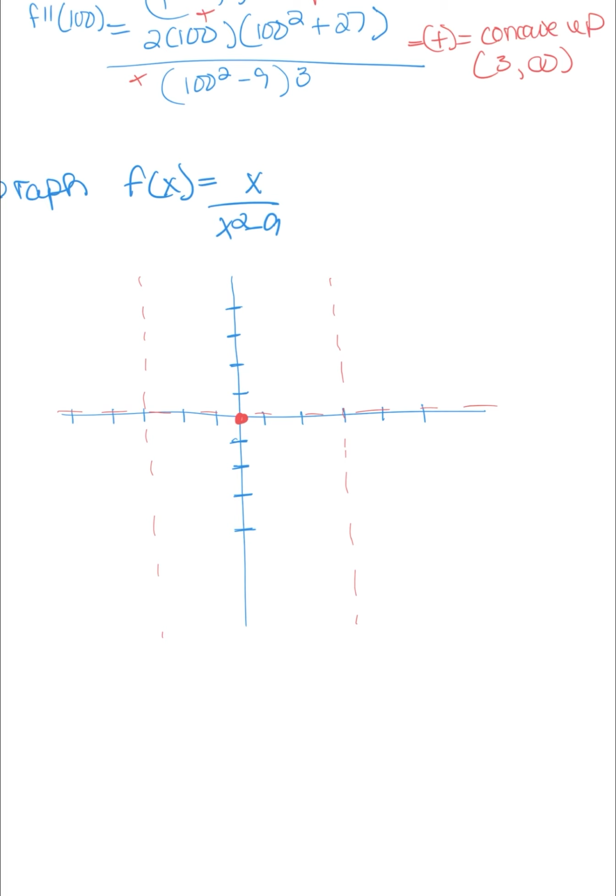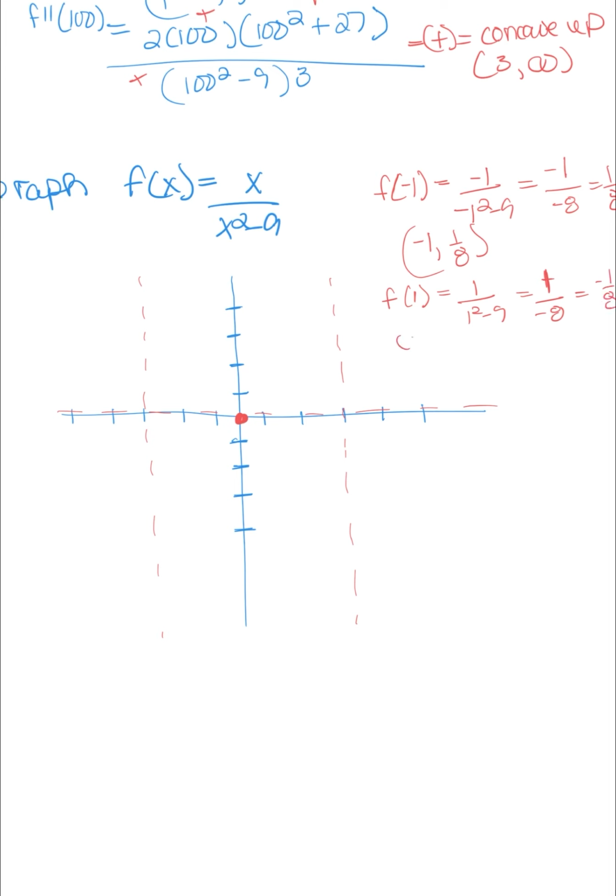And then you can plot some points, which let's go ahead and do, just to make sure we didn't mess something up. So let's plot some points on either side of this point that we know. Let's do -1 and 1 and just see what we get. f of -1 equals -1 over -1 squared minus 9, which is going to give us -1 over 1 minus 9, that's -8, so 1/8. So we have a point at -1, 1/8. And then let's do f of +1, we'll get 1 over 1 squared minus 9 equals 1 over -8. So that becomes -1/8.